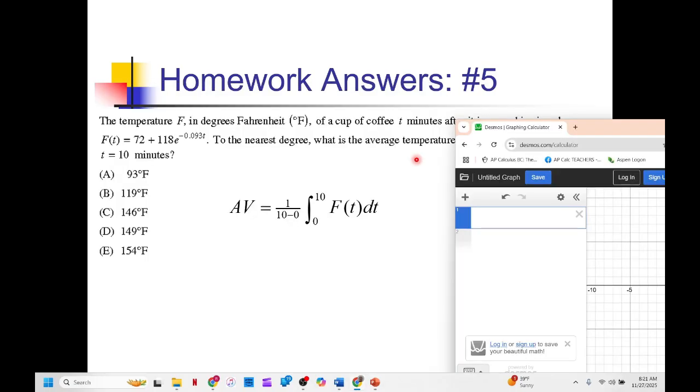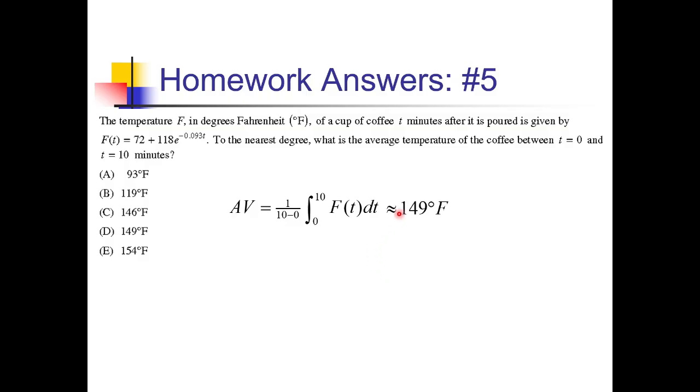So go into Desmos. Let me first write my f of t function. So that was 72 plus 118 times e, exponent negative 0.093t. And now let me just do 1 over 10, integral from 0 to 10, and then we'll put in f of t dt. And if we round that to the nearest degree, that's going to be 149 degrees, and that is in Fahrenheit. So that's going to give us answer choice D.